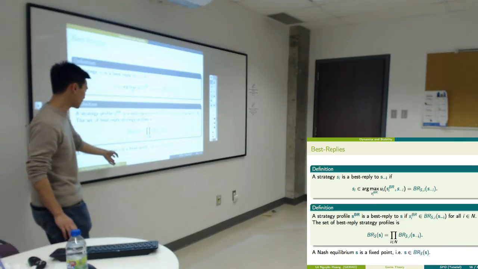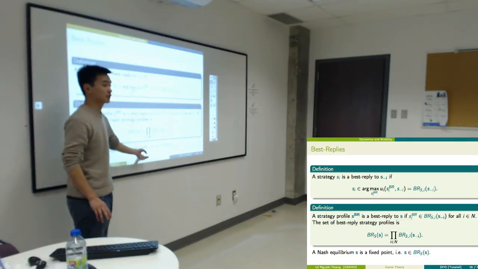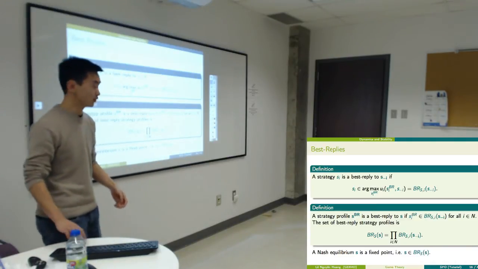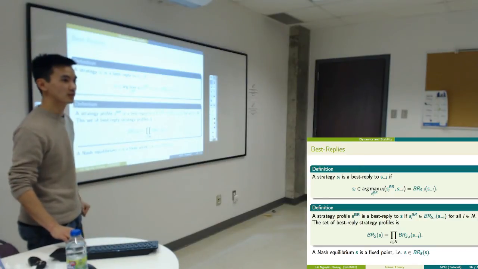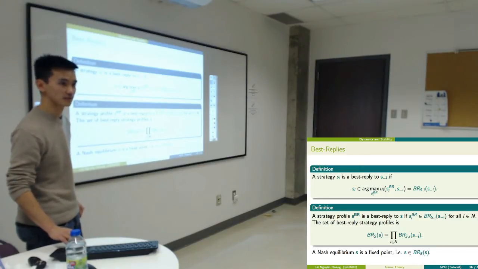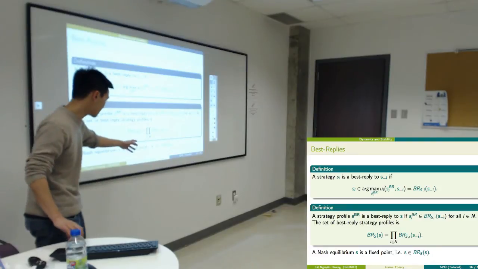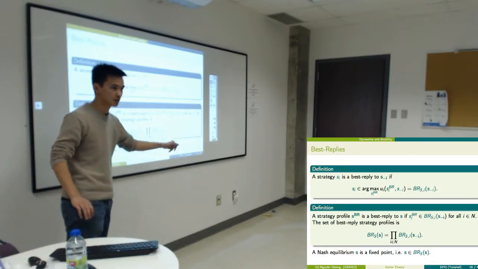Okay, a Nash equilibrium can be seen as just a fixed point, as von Neumann would say. It's just a fixed point of this best reply map. So it is a strategy profile which is the best reply to itself.